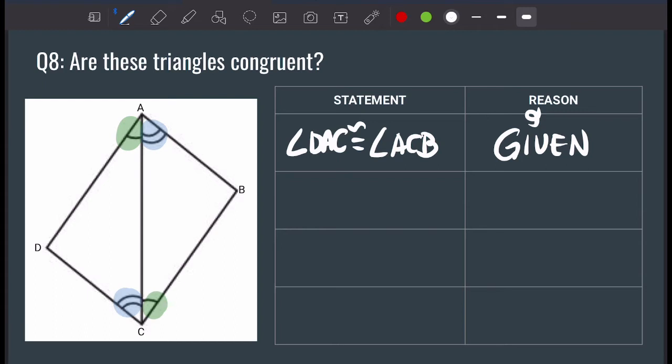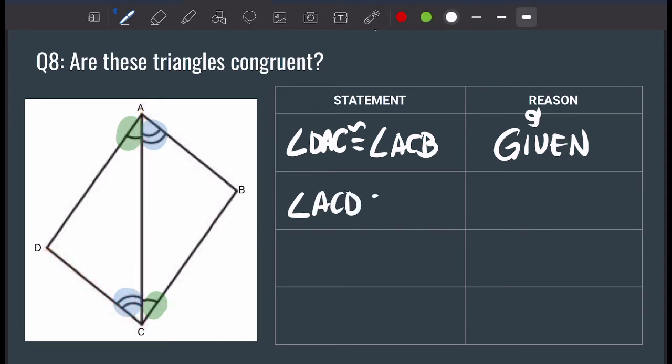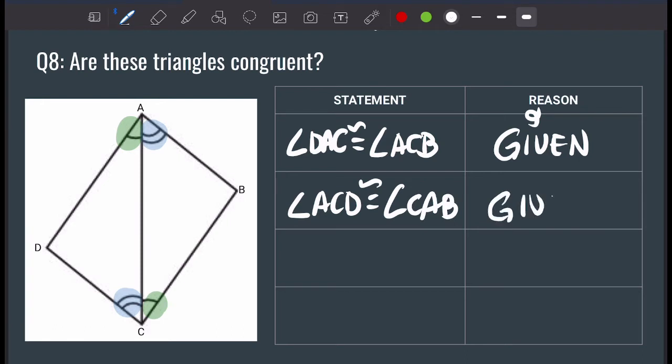Okay? Next. Angle. Let's do the two strokes. ACD. Okay? Angle ACD is congruent to angle, okay, CAB. Okay? Because that's where the line meets. CAB, and the reason is it's given. Okay, so again we need three statements. Why? Because side, angle, side, side, side, side, angle, side, angle, angle, angle, side, RHS.